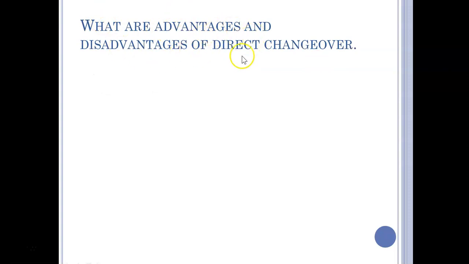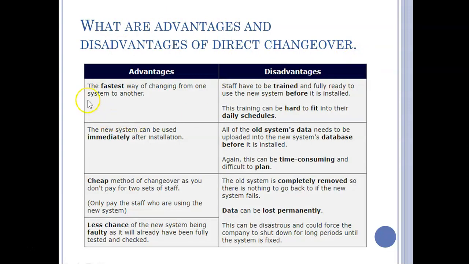What are the advantages and disadvantages of direct changeover? So the advantages are, it's the fastest way of changing from one system to another. The new system can be used immediately after installation. It's a cheap method of changeover, as you don't have to pay for 2 sets of staff. So you'll see in some of the other methods, you might have 2 systems running side by side, which means you have to have 2 sets of staff. And there's less chance of the new system being faulty, as it will have already been fully tested and checked.